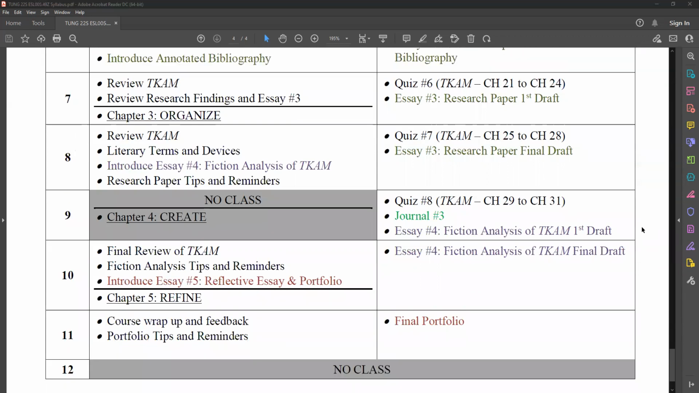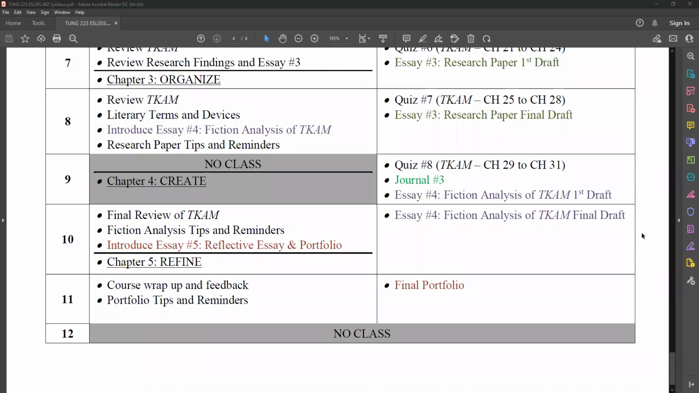Week 7, we'll come back and review everything. And then for week 7, the homework is to do the first draft of your essay number 3, the research paper. Then week 8, I'll introduce us to literary terms and devices so that we can start shifting our mindset to the fiction analysis essay. And that'll be, again, for To Kill a Mockingbird. It's going to be an analysis of To Kill a Mockingbird, that kind of essay. But week 8, we'll go ahead and finish our research paper. Our final draft is due at the end of that week.